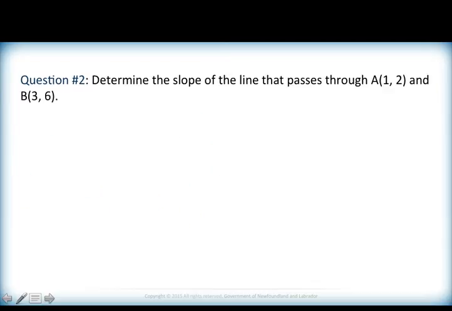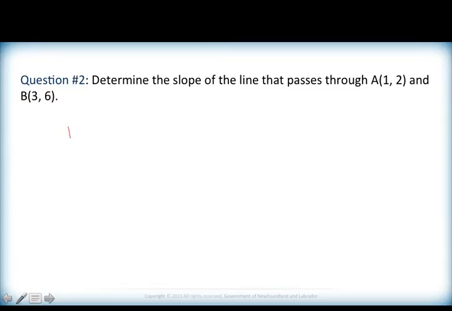Question 2. Determine the slope of the line that passes through points A (1, 2) and B (3, 6). This one's a little different. It's not on a graph already, so we can't use rise over run. However, we will use the slope formula, which is y2 subtract y1 divided by x2 subtract x1.